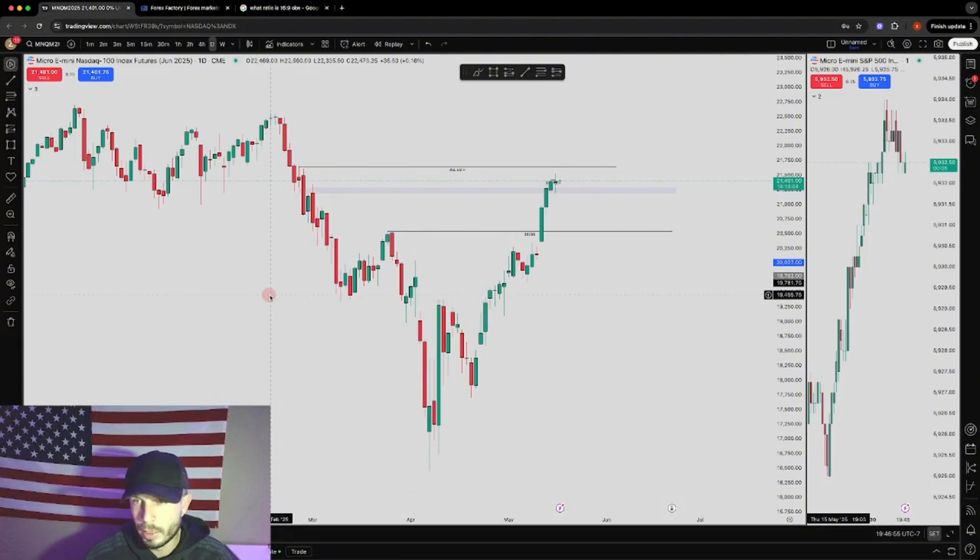So draw on liquidity is something that can sound intimidating, but if you know how to find it correctly with these certain tips and tricks I'm going to show you, you'll start getting better in no time.